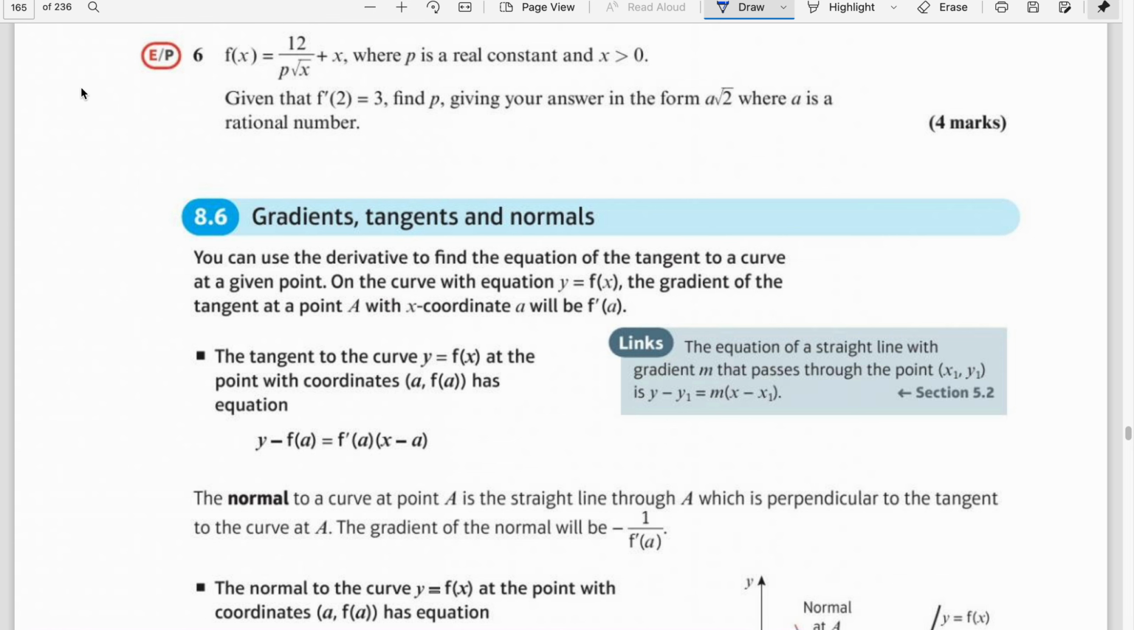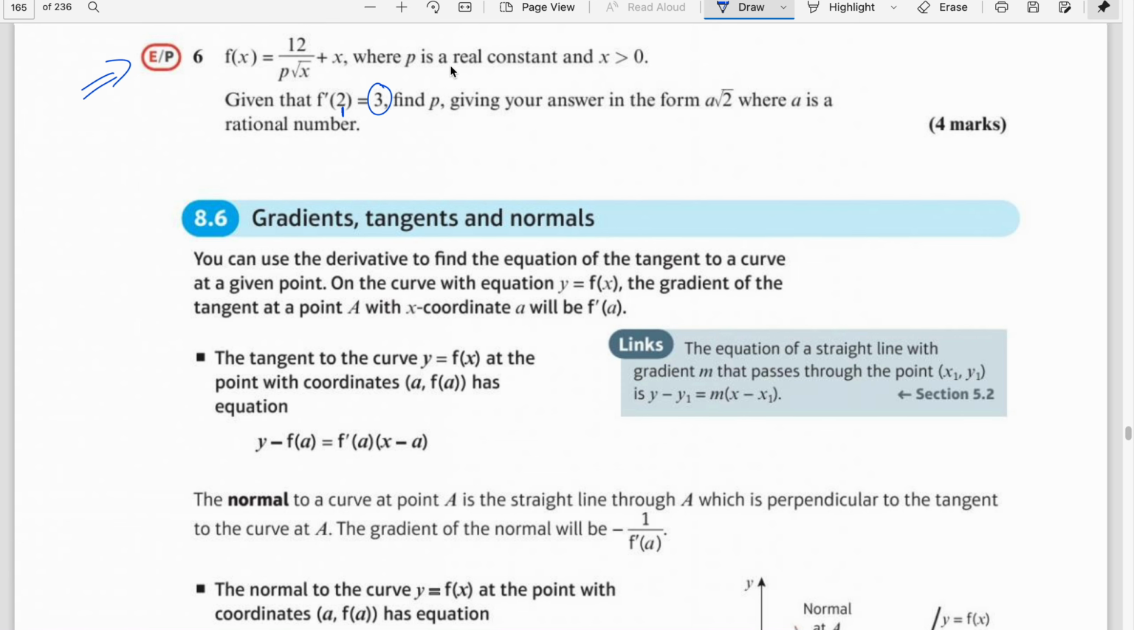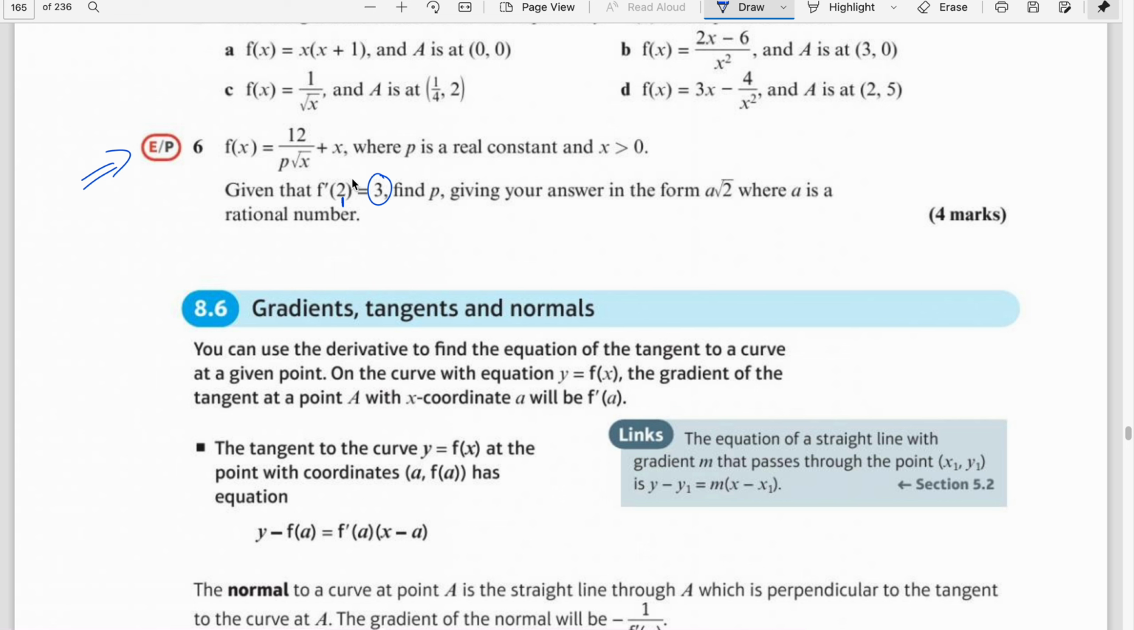Exam style question. f of x equals 12 over p square root x plus x, where p is a real constant and x is greater than 0. Given that f dash 2 is equal to 3, so first we go with the derivative, and we have the value of x and we have the value of the derivative, or you can say the gradient. Give your answer in the form a square root 2, where a is a rational number.